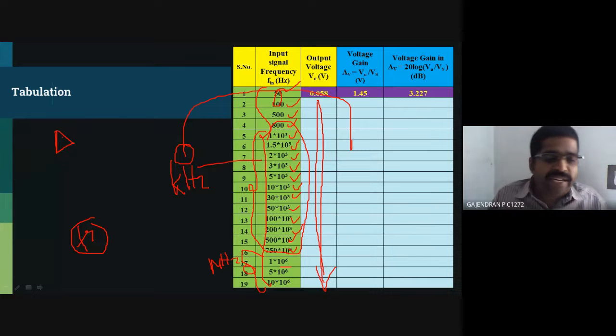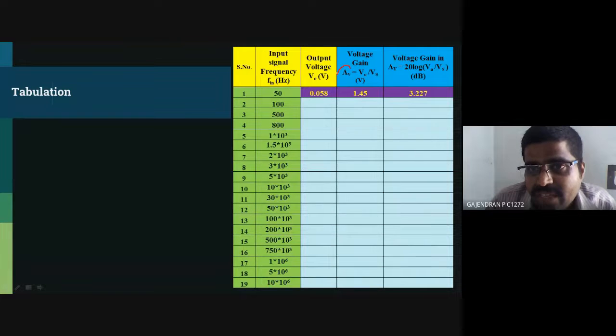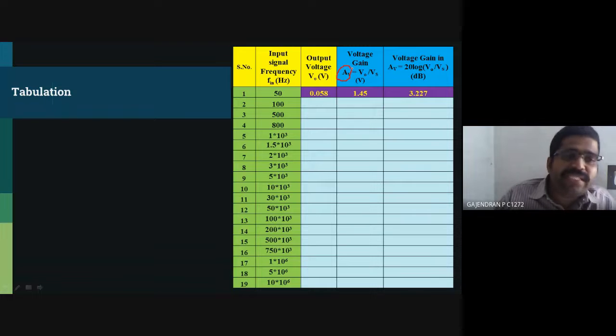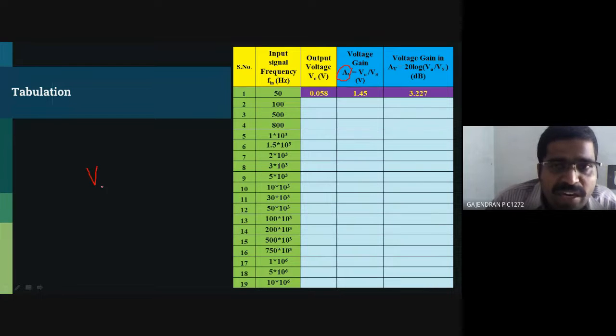Then, can anyone tell me how you will calculate the voltage gain AV? Output voltage divided by input voltage. What is my output voltage, sir?